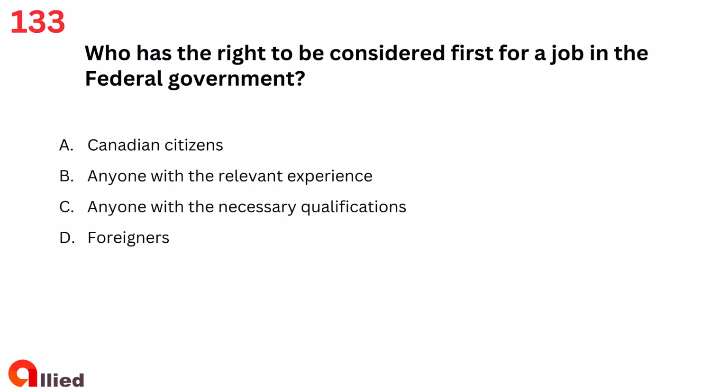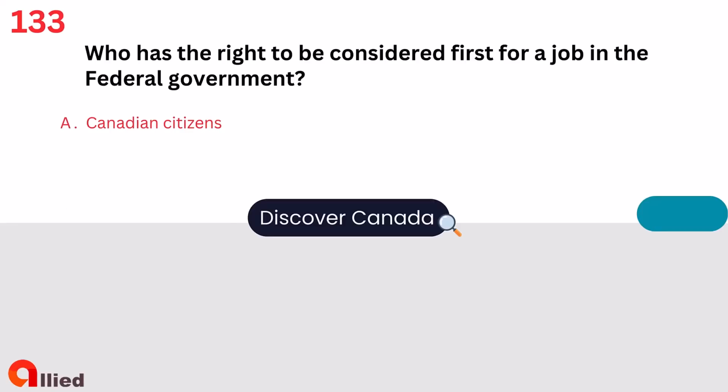Question 133. Who has the right to be considered first for a job in the federal government? A. Canadian citizens. B. Anyone with the relevant experience. C. Anyone with the necessary qualifications. D. Foreigners. The answer is A.